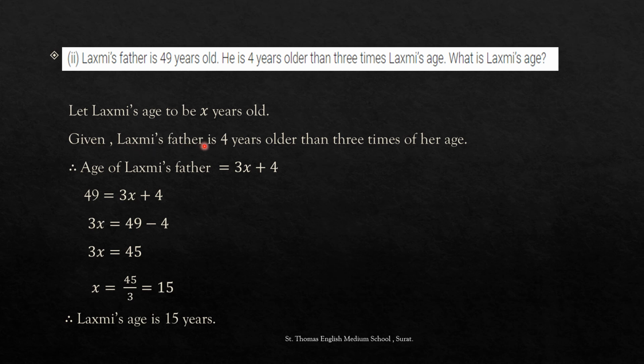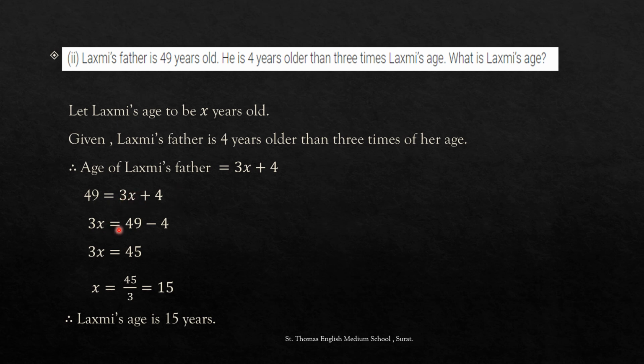Given Lakshmi's father is 4 years older than, what is the meaning of older than? More. 3 times her age. Therefore, the age of Lakshmi's father is 3 times, meaning 3 multiplied by her age. What we have taken is x, so we write 3x. Older means plus 4 years more, so that means plus 4. Clear? So 3x plus 4. Now the age of Lakshmi's father is given as 49. So we can write 49 is equal to 3x plus 4.